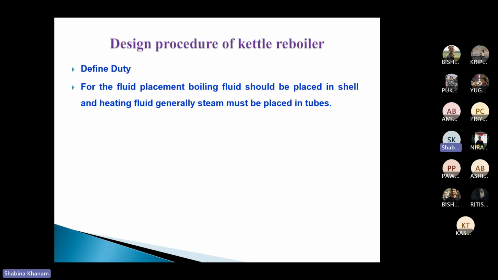The fluid placement: the boiling fluid should be placed in shell side, and the heating fluid should be in tube side, so that you don't need to bother about allocation. The boiling fluid will always be in shell side, and the condensing fluid will always be in tube side. Okay, so that is one job already done.